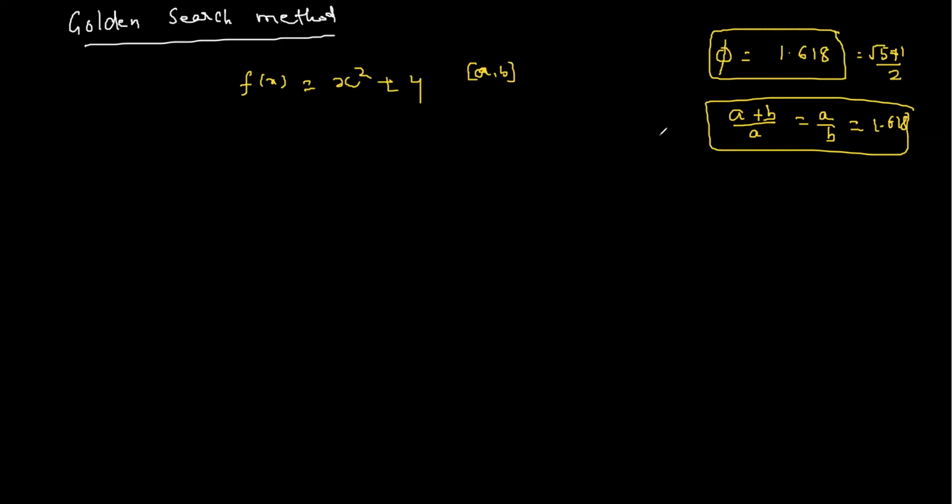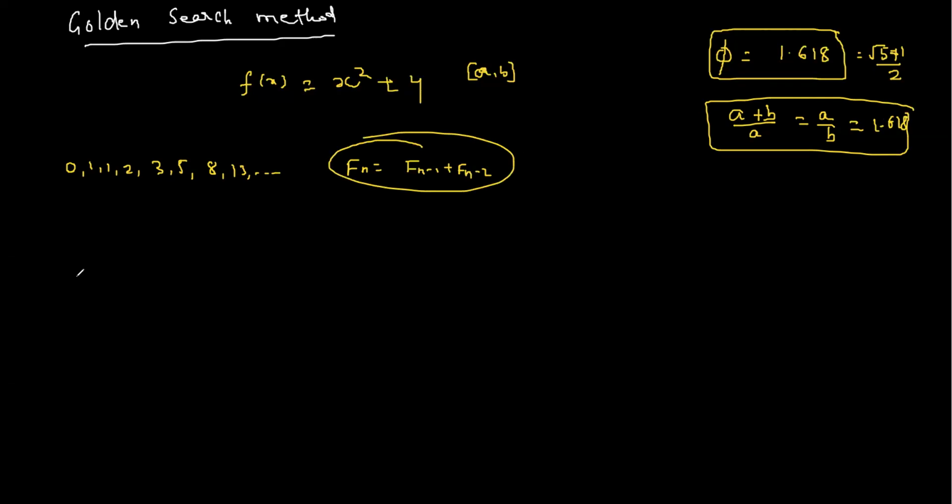For example, when you see Fibonacci number, what is Fibonacci number? Yes, this is the Fibonacci sequence, right? And the common expression is this. So in this type of problem, you can use golden search method. Yes, and this is called golden ratio. Understood? Yes.